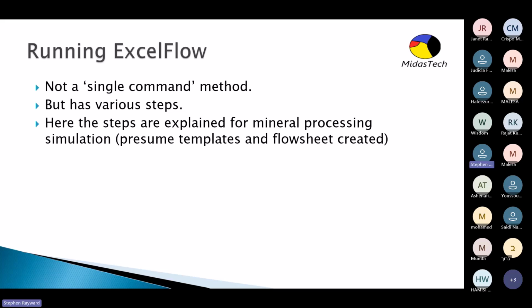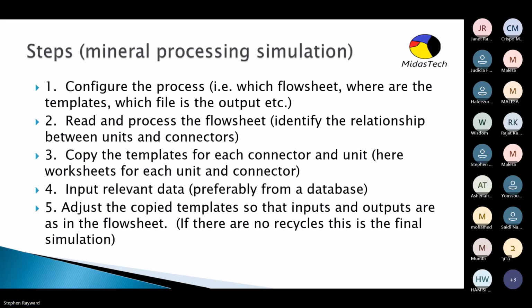I presume templates and flow sheets are already created. So we configure the process. We just say, what's the flow sheet? Where do I find the templates? Which file is the output? Configuration is straightforward, but once you've configured it, you can run this over and over again. It then processes the flow sheet. Before I explain that, I'll explain the whole lot and then I'll go over it.